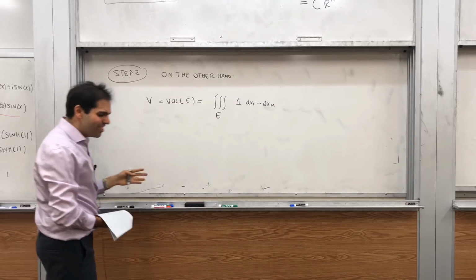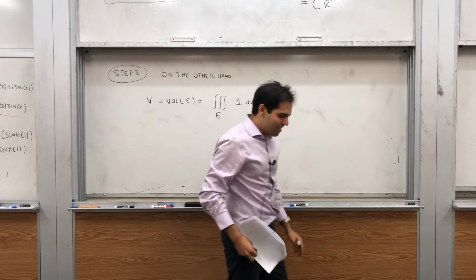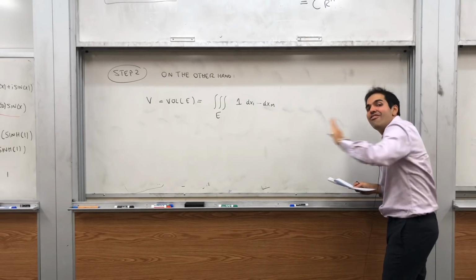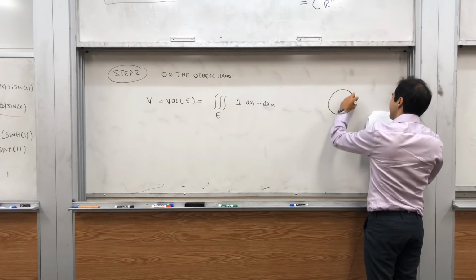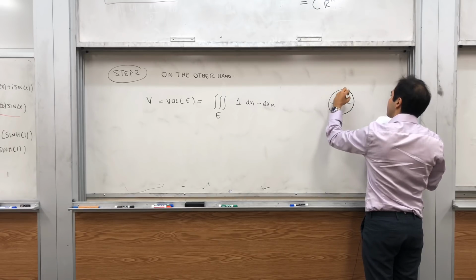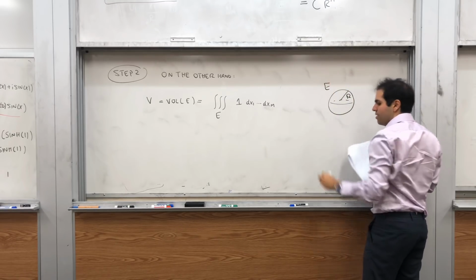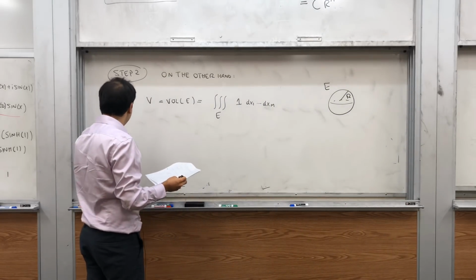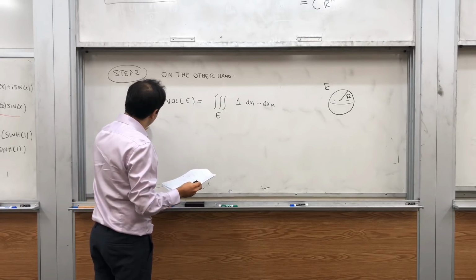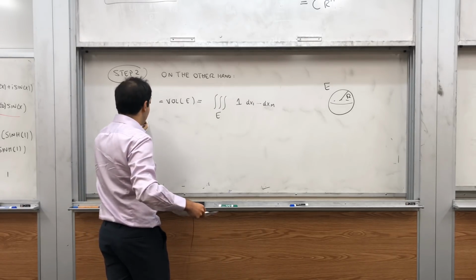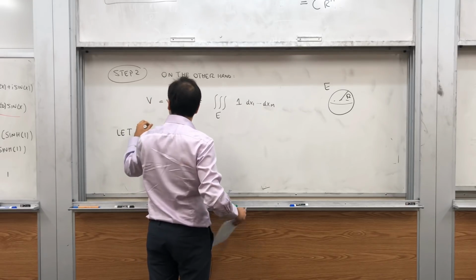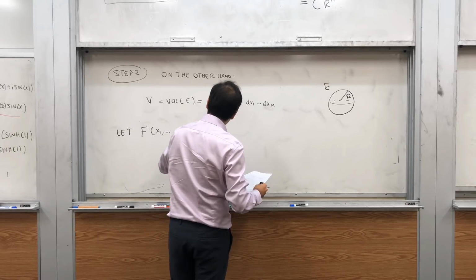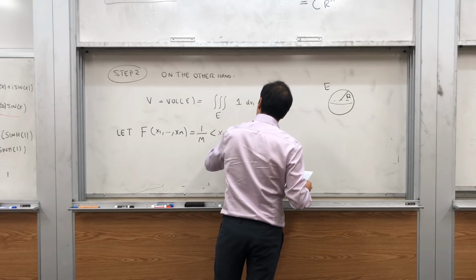And what we would like to do is introduce some vector field. So we would like to find some vector field F such that the divergence equals 1. And here's what I mean. Again, this is E. In particular, define the following vector field. So let F, now again, a vector field, I should put some boldface or arrow or something, F of x1 up to xm be 1 over m times (x1, up to xm).